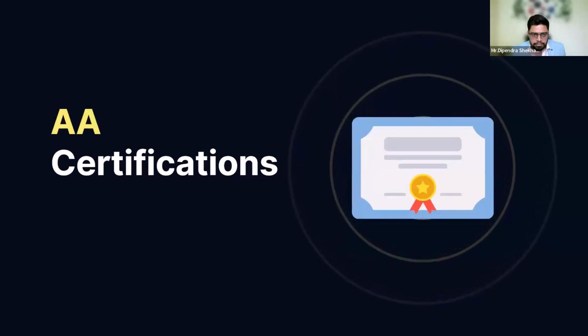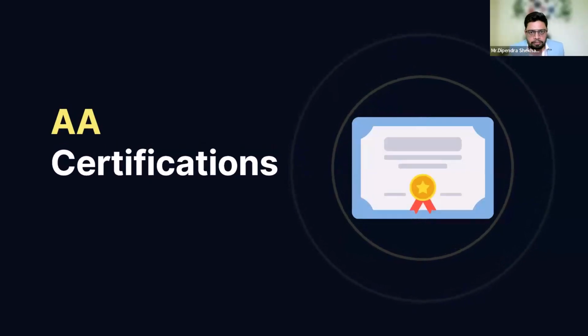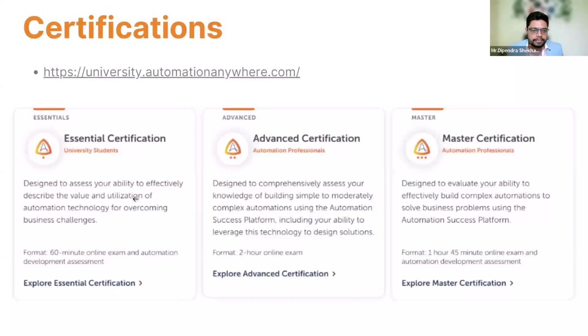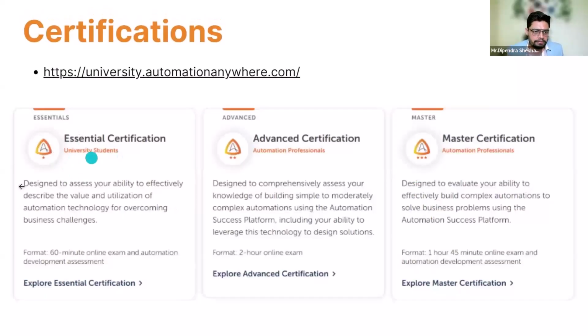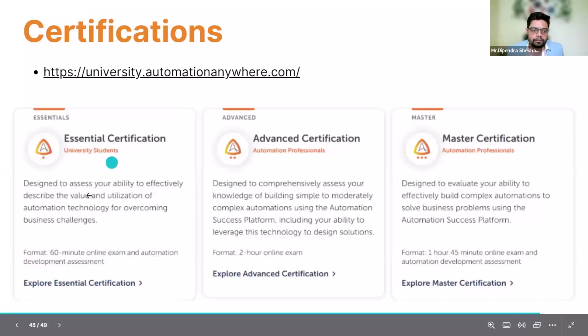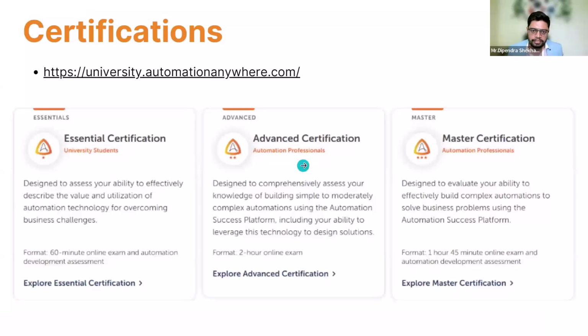Then certifications. As we were speaking, if you learn certain concepts, credentials are needed to validate your skills. So certification is one such option. Automation Anywhere offers an essential certification for students. Specifically, you guys can enroll for this. It is free of cost. Then we have the advanced certification, which usually costs $80. Then we have the master certification.